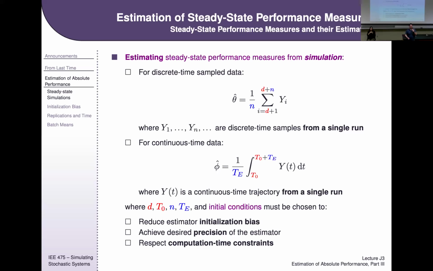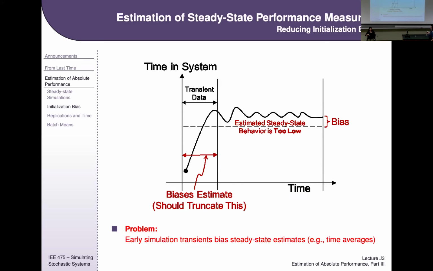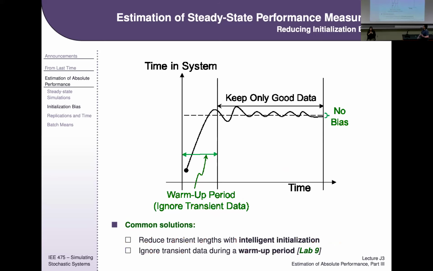So now we have to decide where to start and where to end. Okay, so we already talked about this problem. Early simulation transients create bias. How do we get rid of that bias? Get rid of those transients. The common solution is to reduce our transient lengths with intelligent initialization or use a warm-up period.